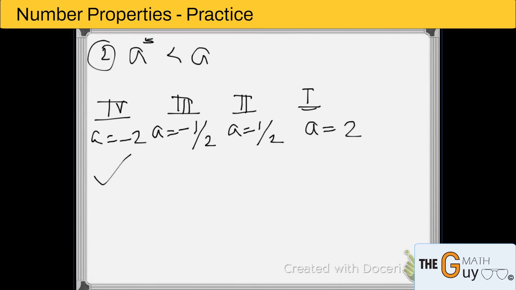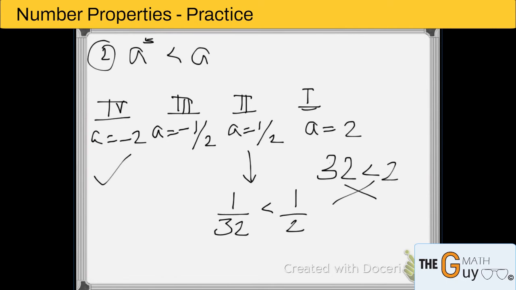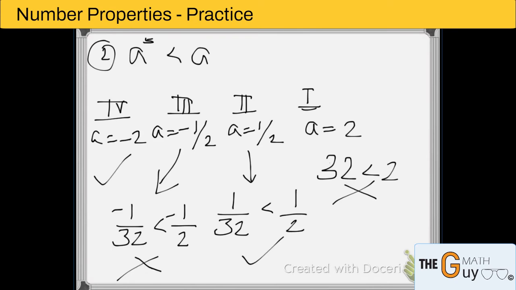In zone 1 you have 32 less than 2, no. Zone 2 you have 1 over 32 less than 1 over 2, yes. And zone 3 you have negative 1 over 32 less than negative 1 over 2, no. Okay, so zone 2 and zone 4. Second statement implies that a can be in zone 2 or zone 4, so it's insufficient, right?